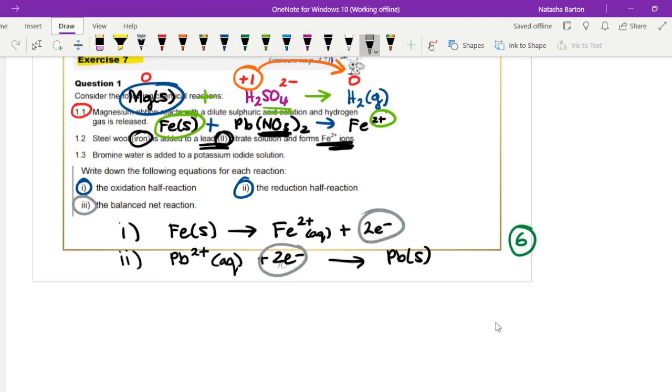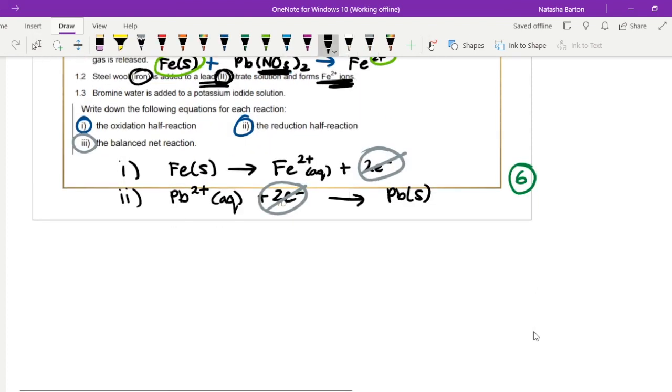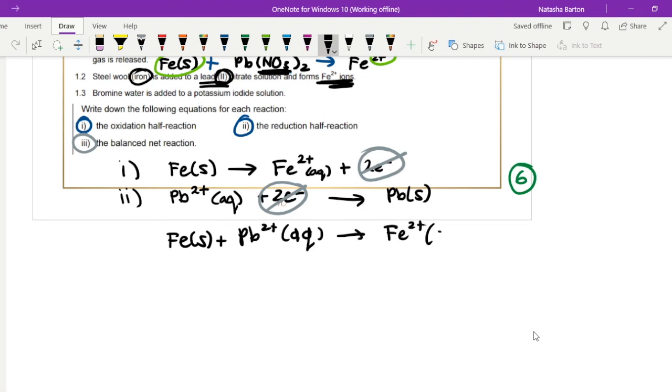Our electrons are balanced. We pretend that they are not there, and then we go and write Fe solid plus Pb2+ aqueous is going to go and form Fe2+ aqueous plus Pb solid. And ladies and gentlemen, that brings us to the end of question 1.2 and the end of this video.